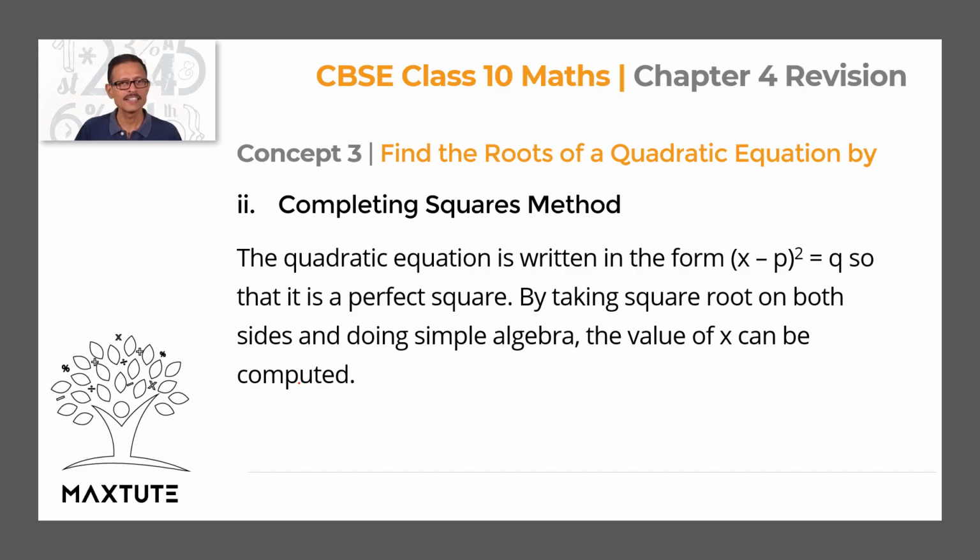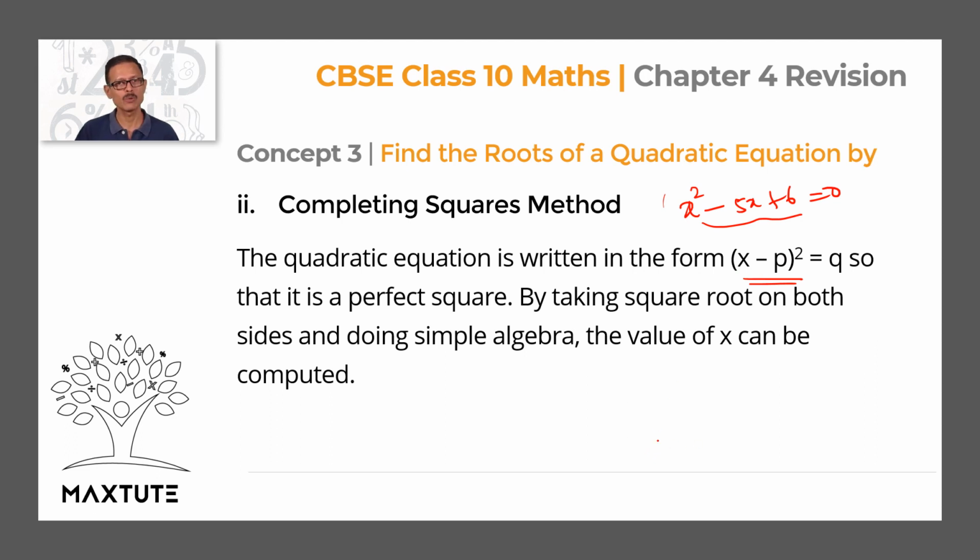Third concept that we are looking at is completing squares to find the roots. How do we go about it? What's the idea behind it? We have a quadratic equation, for example, x square minus 5x plus 6 is equal to 0. We will end up writing this equation, completion of squares, in such a way that it's of the form x minus p the whole square is equal to q. So what we can do later on is take square root on both sides and therefore find the value of x. So the idea is to get this to an equivalent form, which is of the form x minus p the whole square. So you're completing a square. That's what this method is all about.